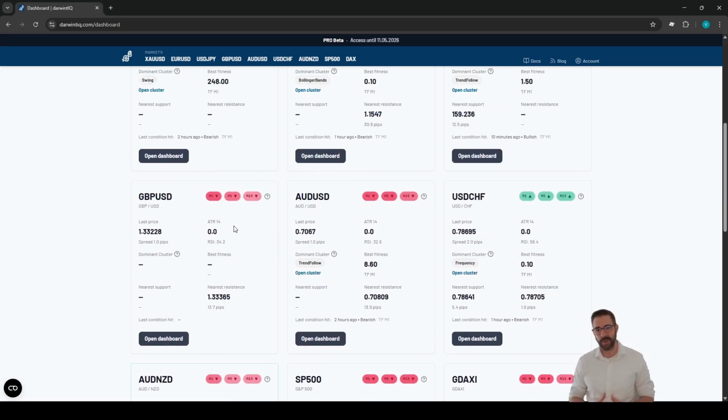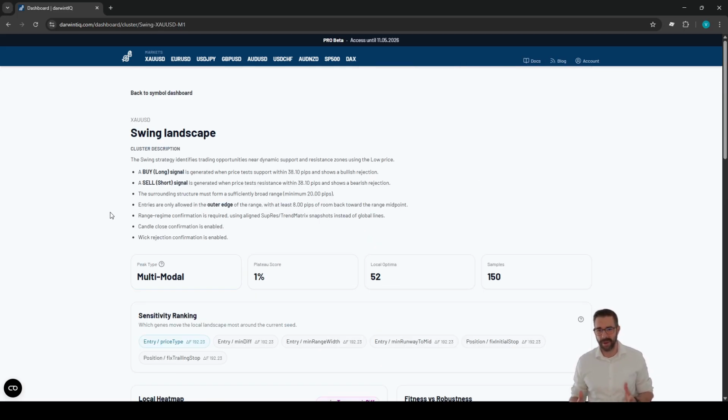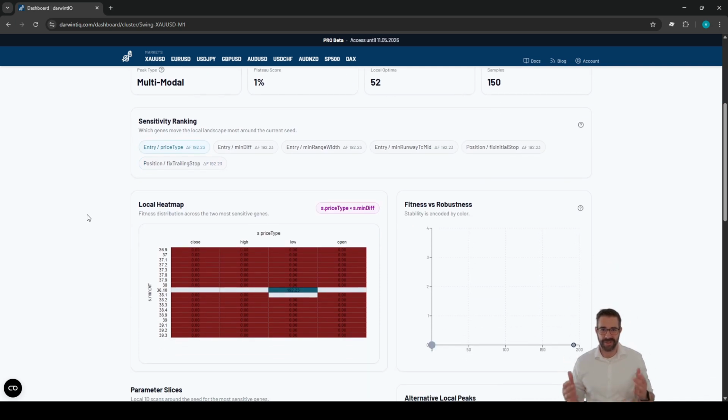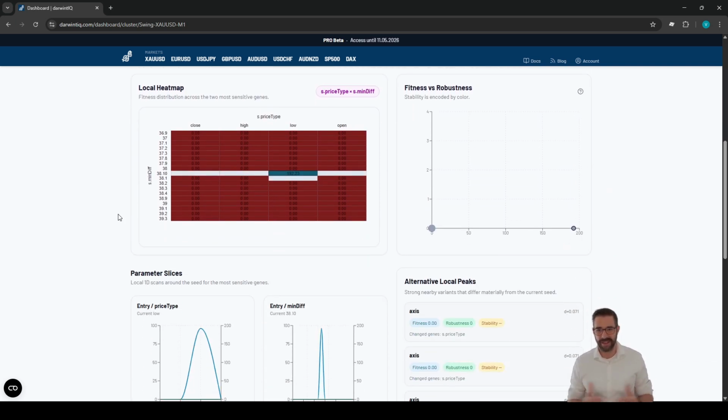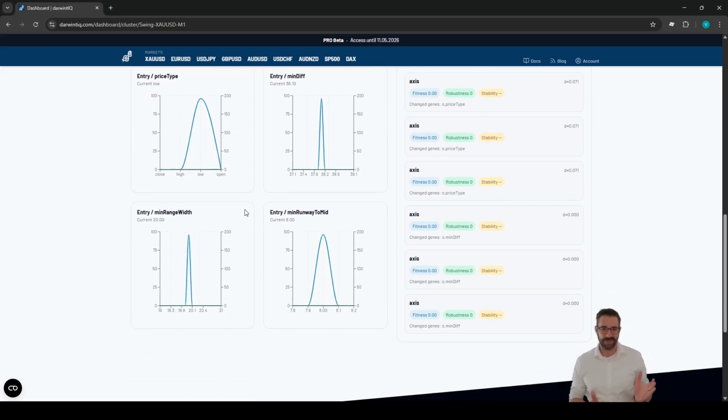Then you'll see something more interesting, the dominant cluster. The dominant cluster represents a group of models that currently behave similarly and perform well. You can think of it as a temporary consensus among the most adaptive strategies. It's not fixed. It can disappear, shift, or reform as market conditions change.